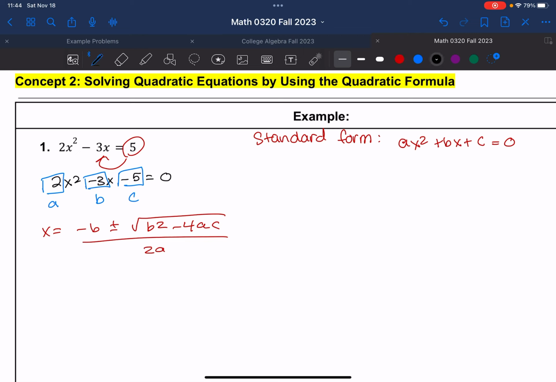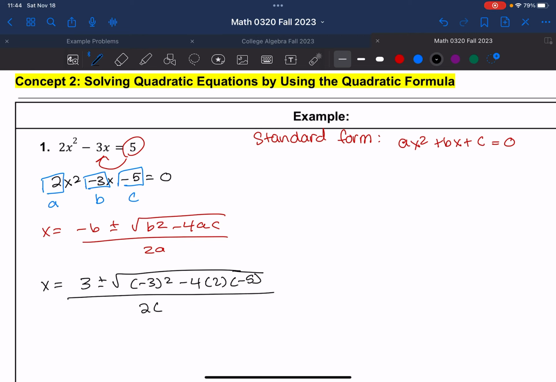Remember, we don't need to memorize that. You're going to have your notes on the test. Now we're just plugging in our values. So x is equal to negative b. So b is already negative, it's negative 3. So I'm going to do positive 3 because a negative and a negative is a positive. Plus or minus the square root of b squared, so negative 3 squared, minus 4 times a, which is 2, times c, negative 5, all over 2 times a, which is 2.